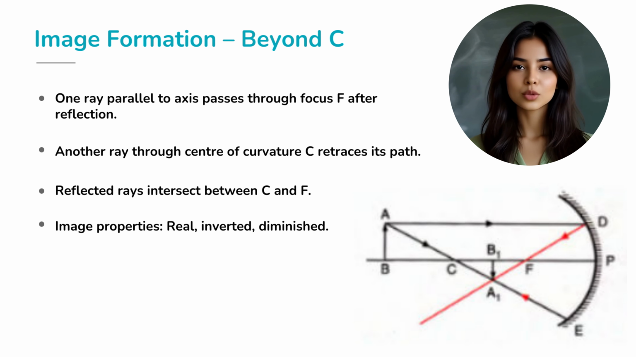Alright, what if we move our object beyond the center of curvature C? Let's say a friend stands way back in front of your concave mirror. Here's what happens. A ray parallel to the axis passes through focus F, while another ray through C retraces its path. They meet between C and F, giving a real, inverted, and smaller image. So your tall friend suddenly looks like a mini version between C and F. It's like the mirror is politely saying, I'll keep you real, but I'll shrink you down a little.